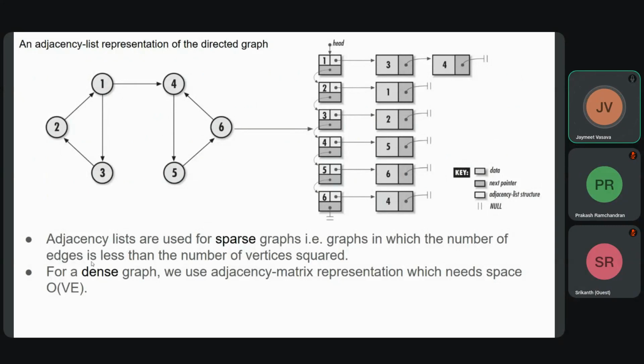Adjacency lists are mainly used for sparse graphs, that is, graphs in which the number of edges is much less than the number of vertices squared. Whenever the graph is dense, we use adjacency matrix representation, which needs space of big-O of V squared.